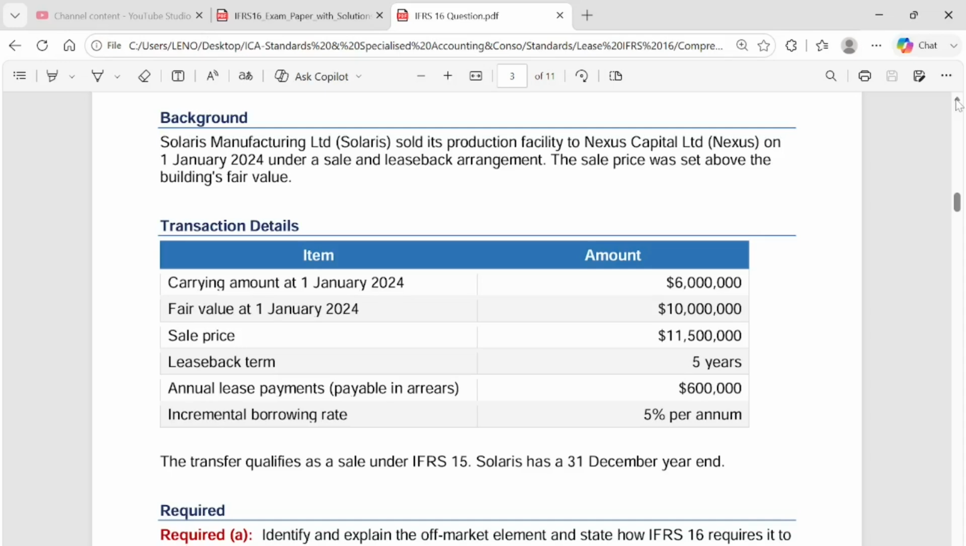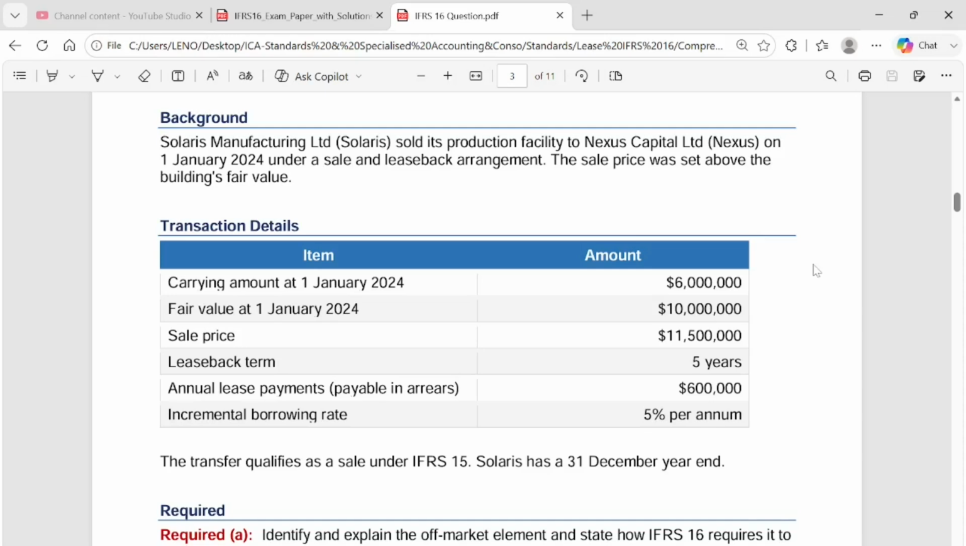Now the background. Solaris Manufacturing Limited sold its production facility to Nexus Capital Limited on 1st January 2024 under a sale and leaseback arrangement. The sale price was set above the building's fair value. Transaction details: carrying amount at 1st January 2024, 6 million. Fair value at 1st January 2024, 10 million. Sale price, 11.5 million. Leaseback term, 5 years. Annual lease payments payable in arrears, 600,000. Incremental borrowing rate, 5% per annum.